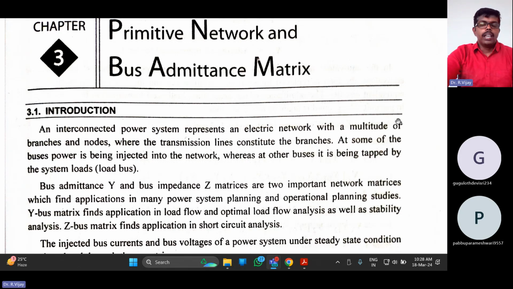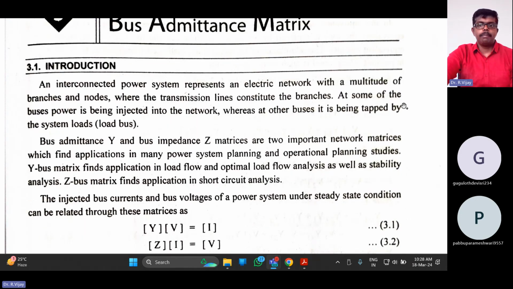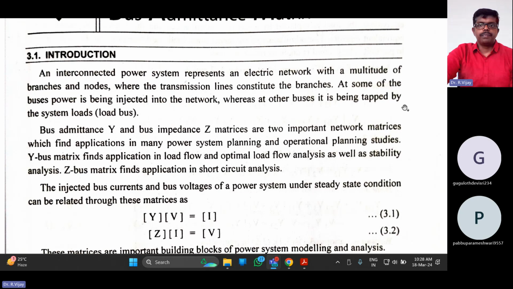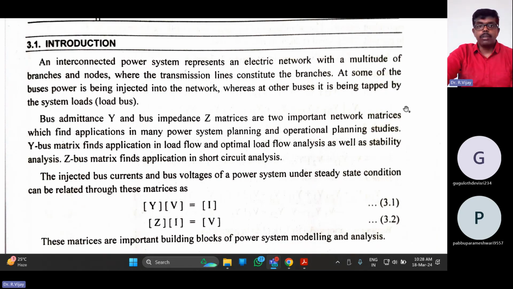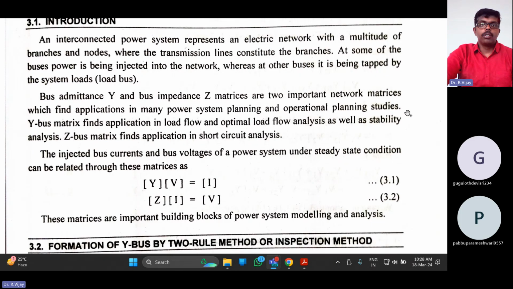So today we are going to see about the bus admittance matrix, the formulation of bus admittance matrix and the problems. If you see, the interconnected power system represents an electric network with a multitude of branches and nodes, where the transmission lines constitute the branches. At some of the buses, power is being injected into the network, whereas at other buses it is being tapped by the system nodes.